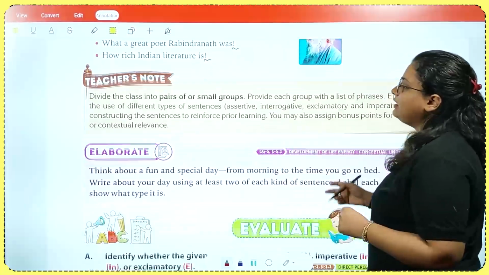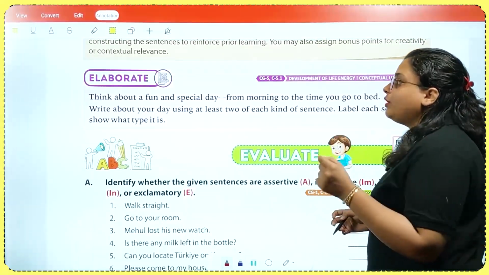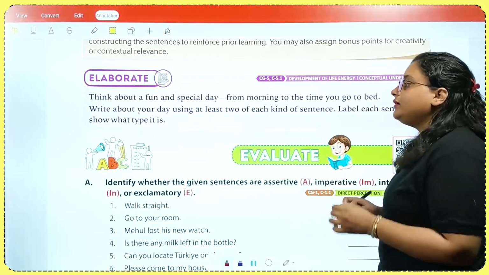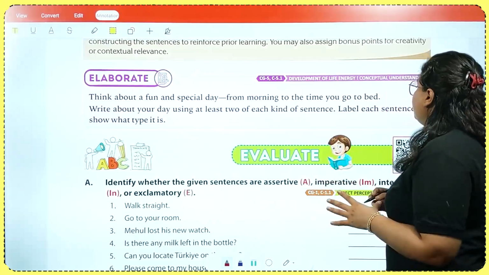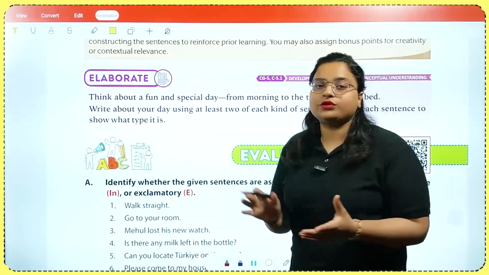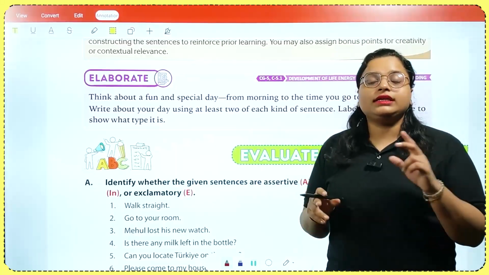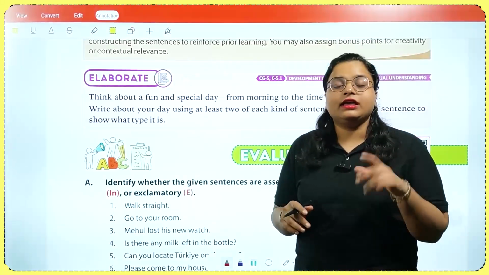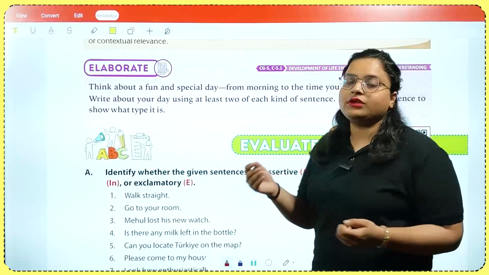Okay. Now next, elaborate. Now what you have to elaborate? Think about a fun and special day from morning to the time you go to bed. Write about your day using at least two of each kind of sentences. Label each sentence to show what type it is. So now what you have to do, you have to simply write a paragraph and you have to include each type of sentence, two sentences of each type in that paragraph. Like for example, I can say, I woke up early.